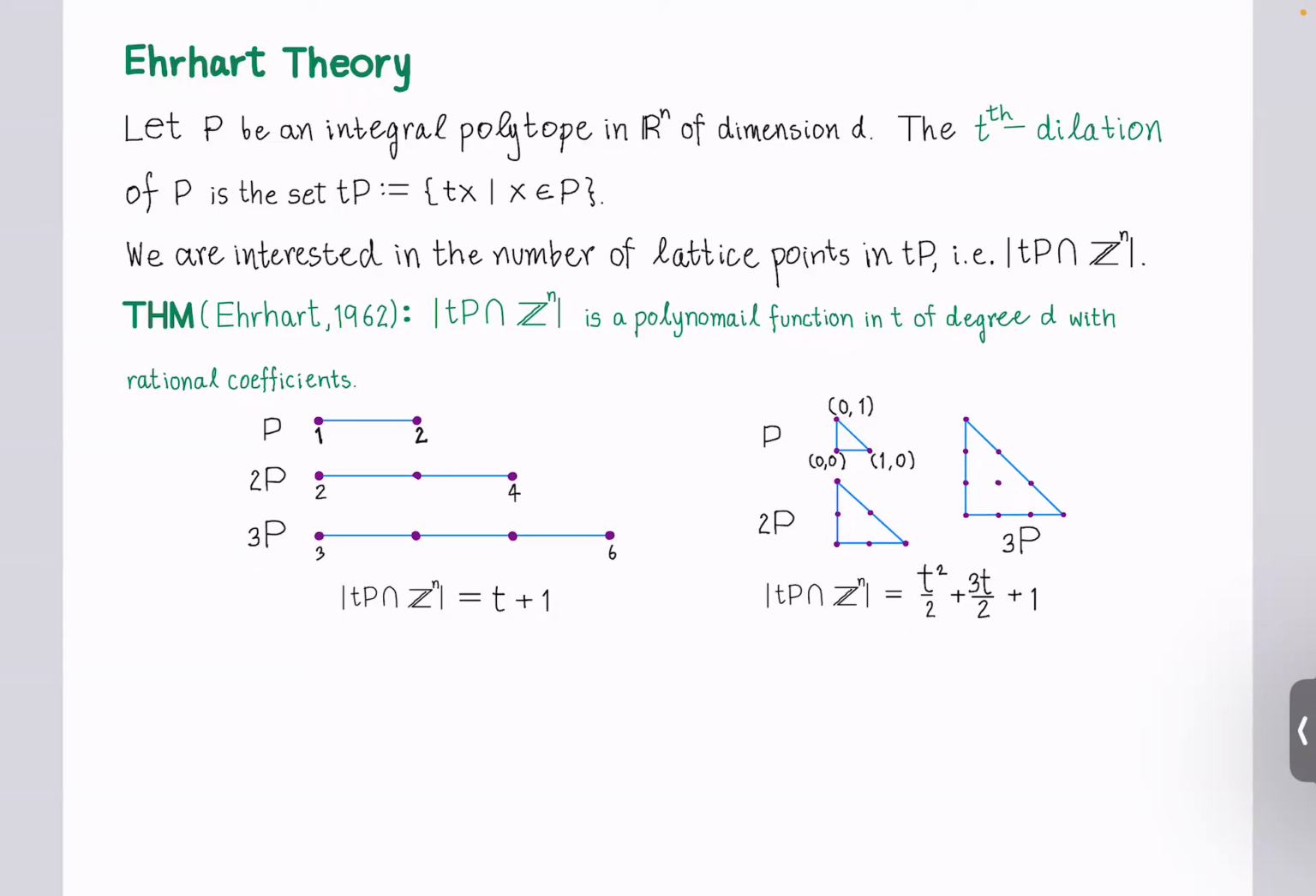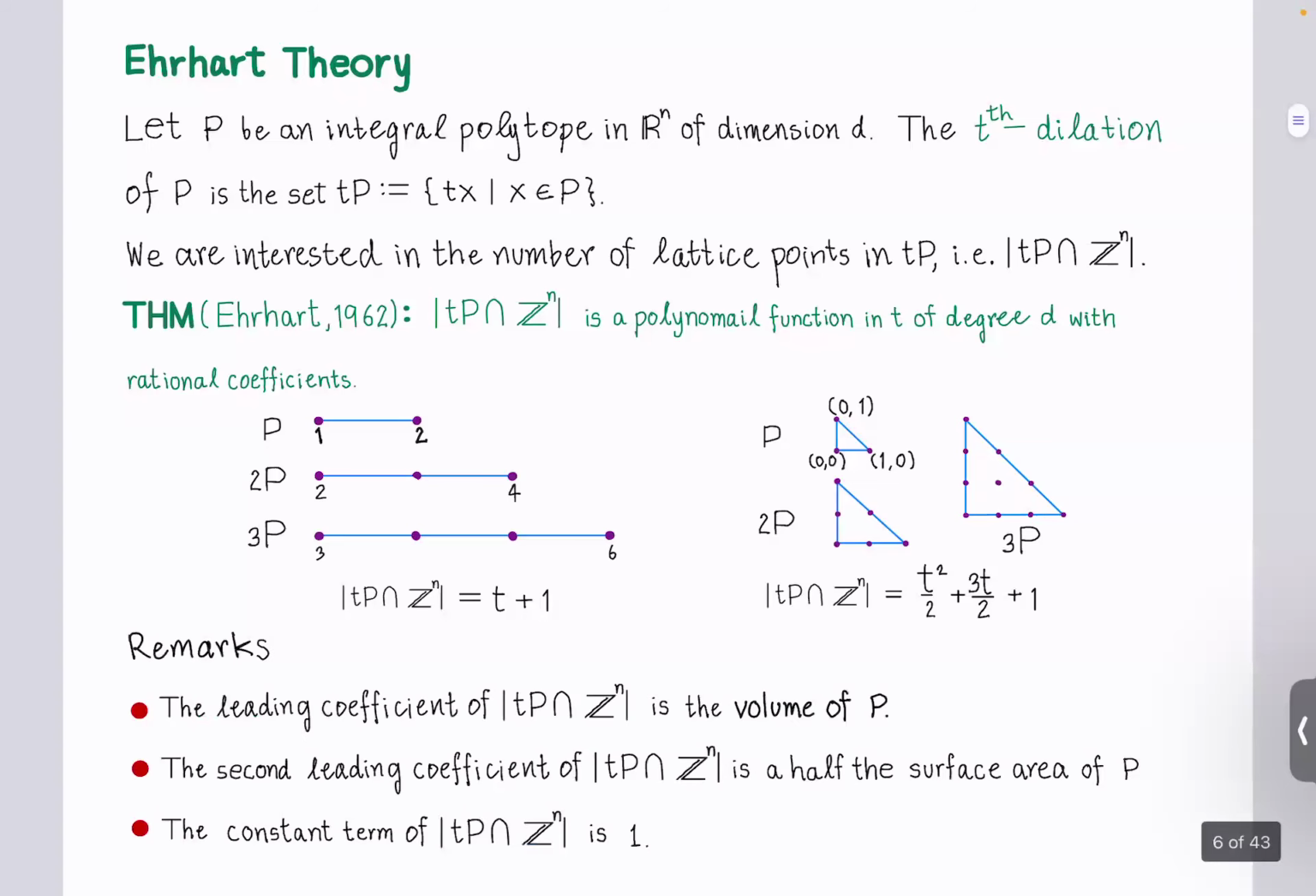And also, the number of lattice points in polytopes encodes some combinatorial properties of it. For example, the leading coefficient of the Ehrhart polynomial of P is the volume of P itself. And the second leading coefficient of the Ehrhart polynomial is a half of the normalized surface area of P. And the constant term is always 1. So as you can see here, we get 1 always. And it's not a coincidence.